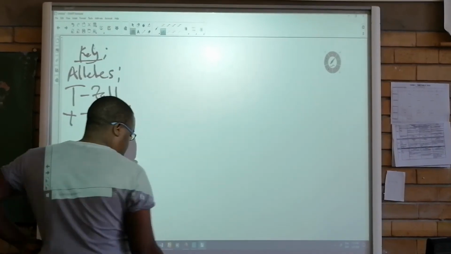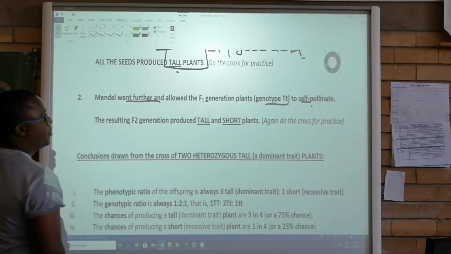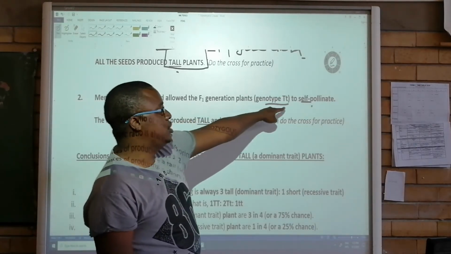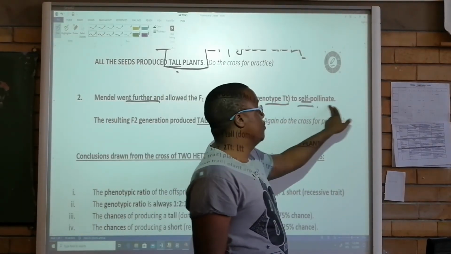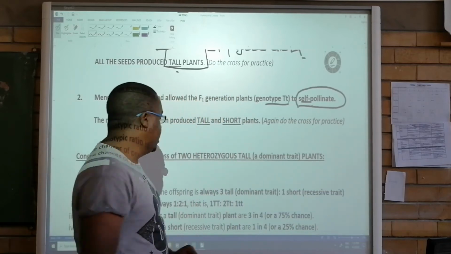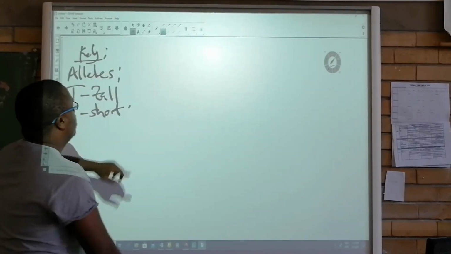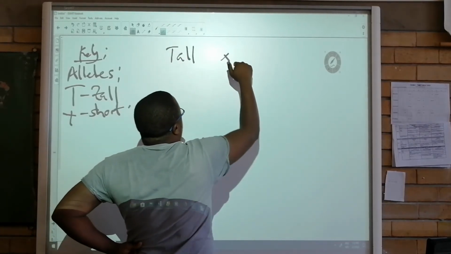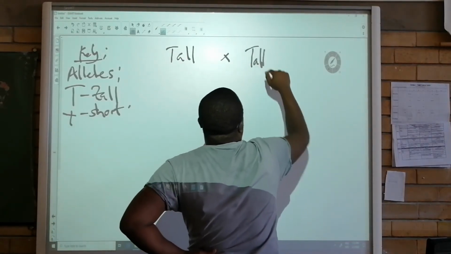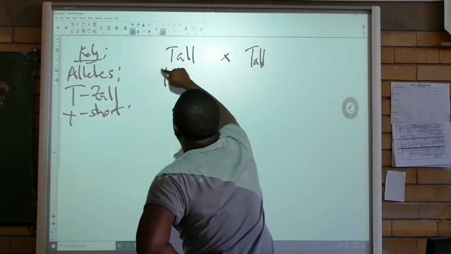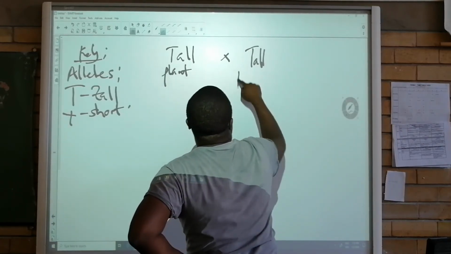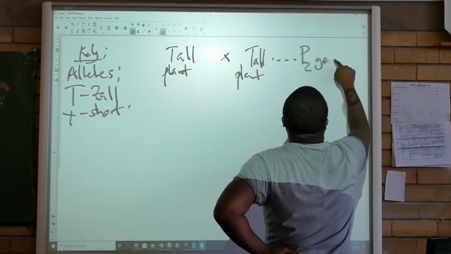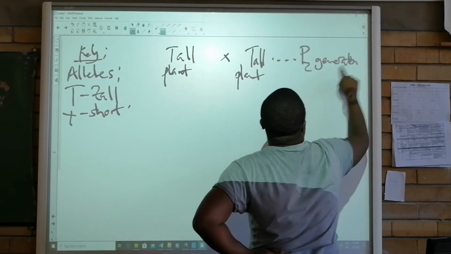What are we crossing? Mendel was crossing the F1 generation pea plant with this genotype, to self-pollinate. Right. Okay. So again, you start with what? Tall plant crossed with tall plant. What is this? Your P2 generation genotype.